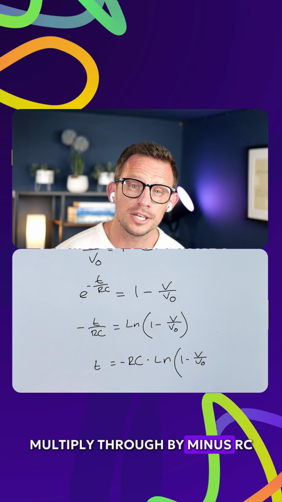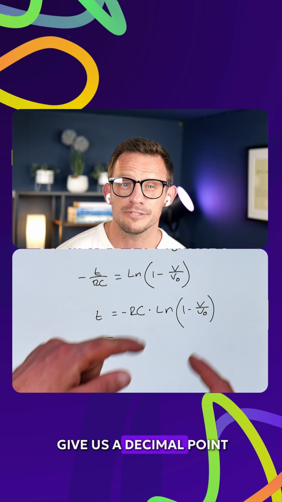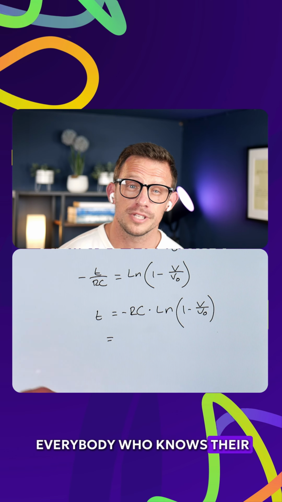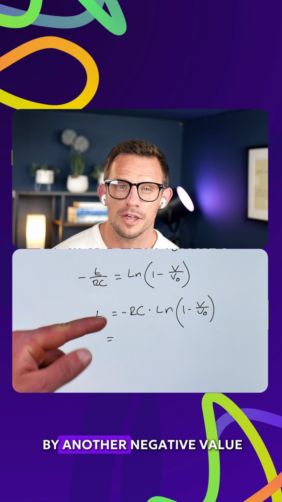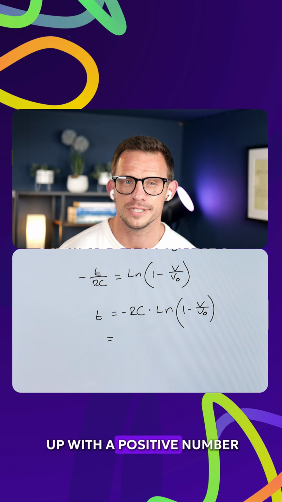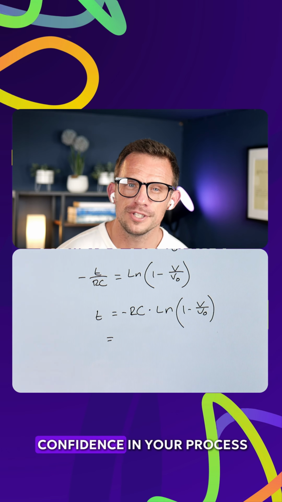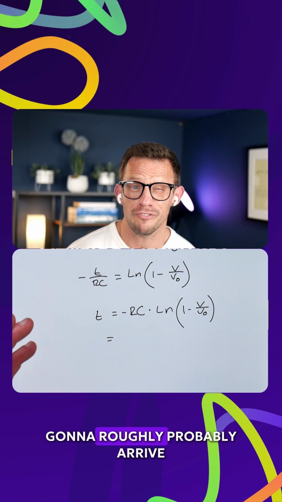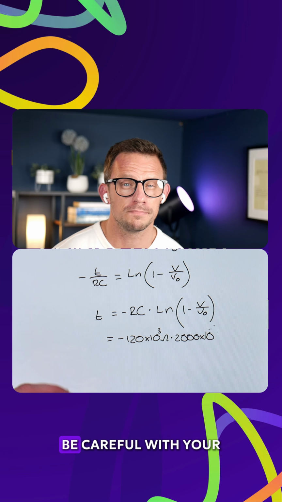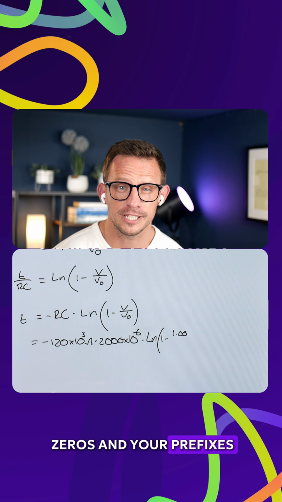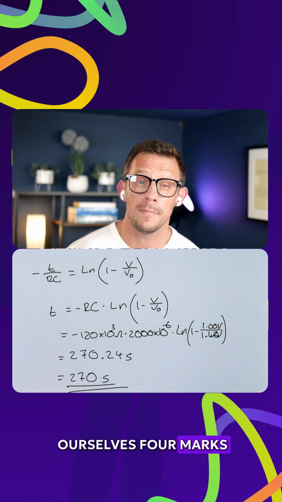Multiply through by minus RC. And the reason why we do that is because this is going to give us a decimal point. So shout out to everybody who knows their logarithm rules, because that's going to be giving me a negative, but I'm going to multiply it by another negative value and I'm going to end up with a positive number. And knowing those little tips and tricks allows you to have confidence in your process and you know you're going to probably arrive at the right answer. And once I put in all my numbers, be careful with your zeros and your prefixes, and happy days. We now actually get ourselves 4 marks.